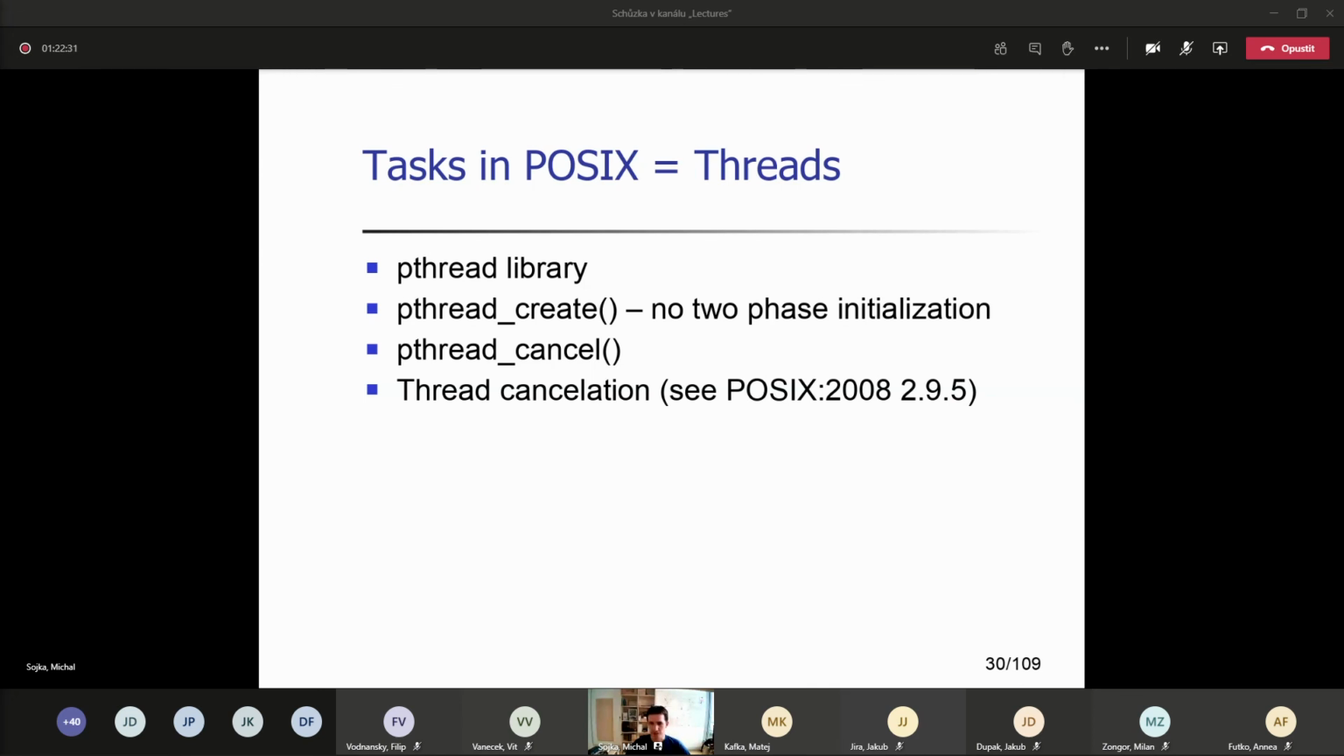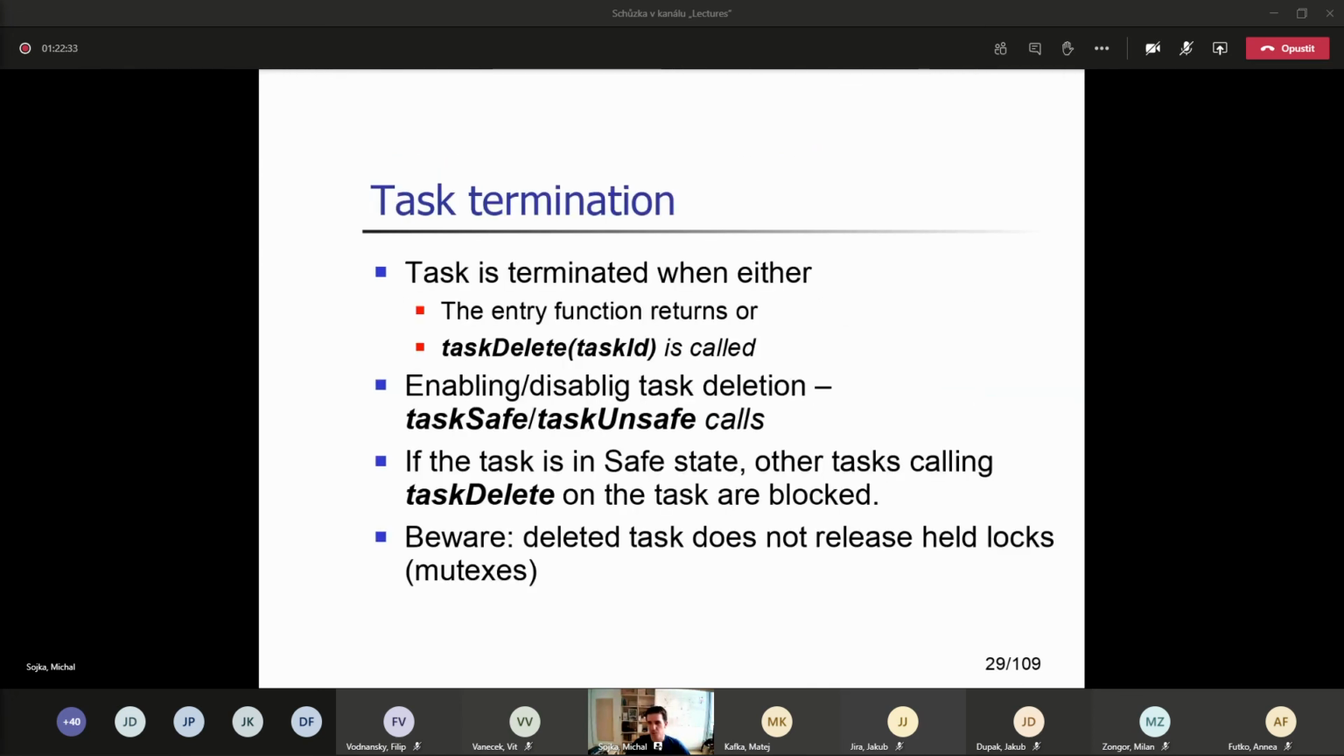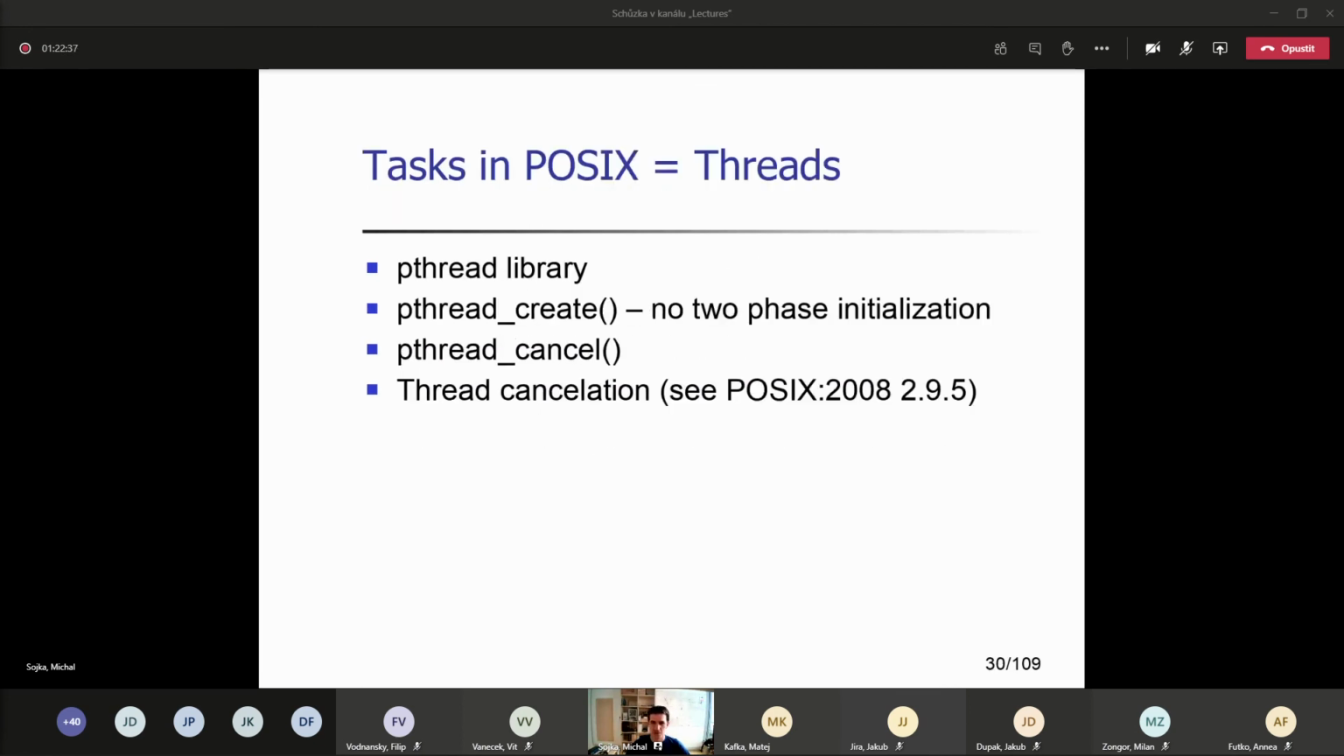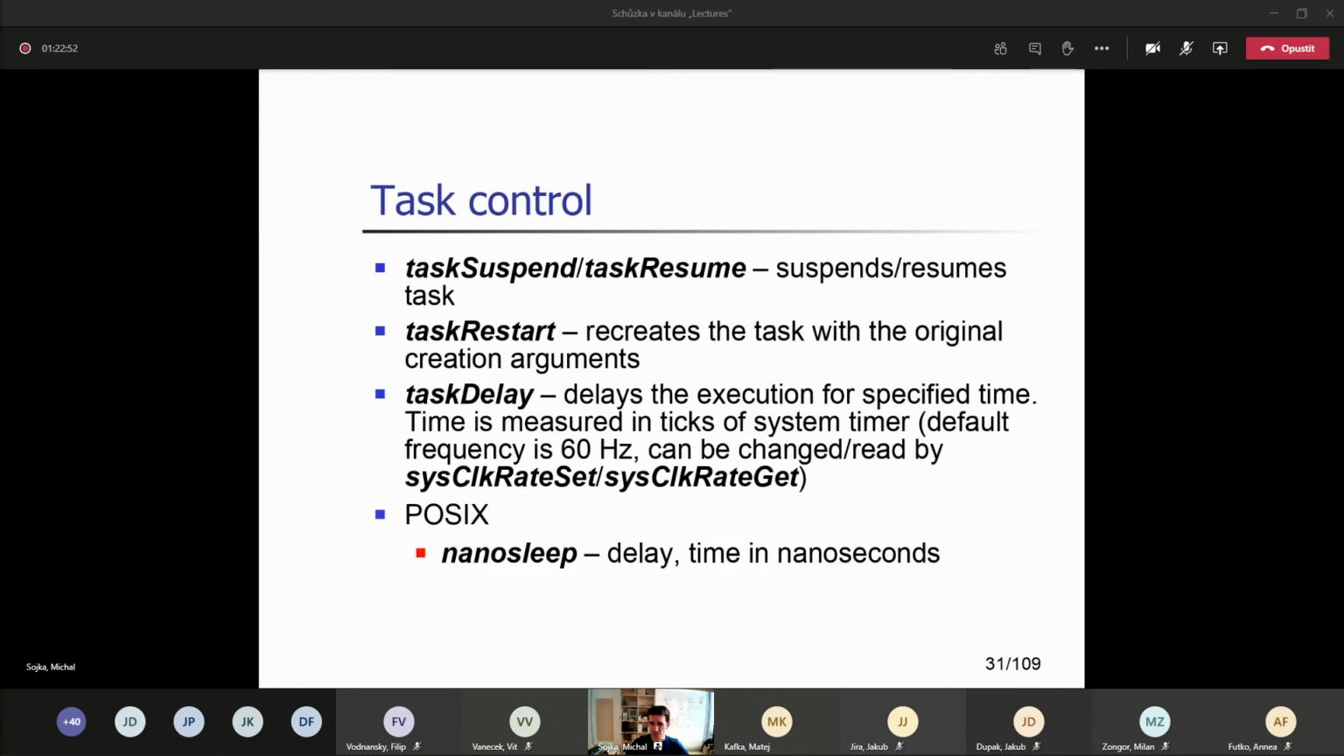The concept of task safe, task unsafe is in POSIX as well, but it's more complex. It's called thread cancellation. If you are interested, you can read it in the documentation, but it's unnecessarily complex for you, I would say. Yeah, there is a link. Okay, so this was task creation and removal.